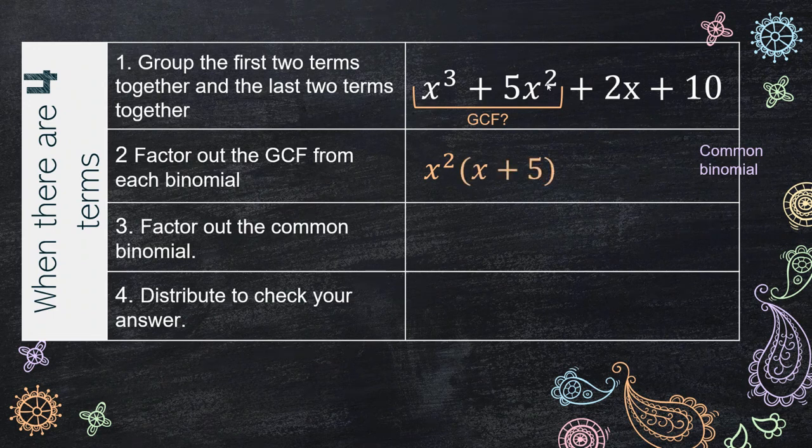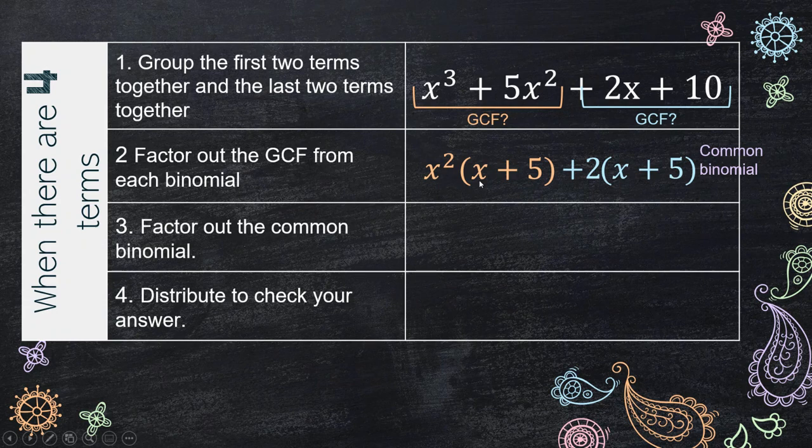Then we move on and we look at those second two terms, 2x plus 10. Look at their coefficients, 2 and 10. Those are both divisible by 2. They do not both have an x, so our greatest common factor is 2. When we divide both of those terms by 2, we get x plus 5. Notice, x plus 5 is what we got both times when we divided by the GCF. This x plus 5 is called the common binomial. They both have x plus 5.